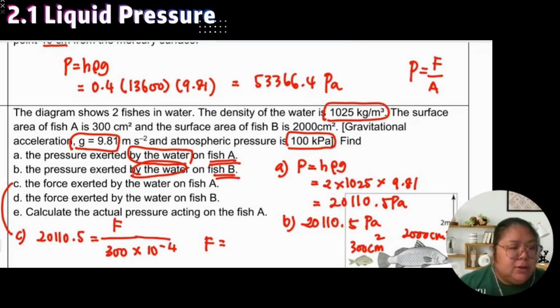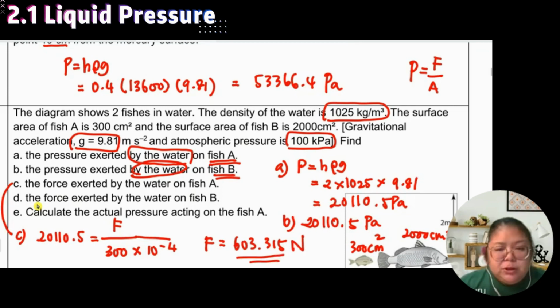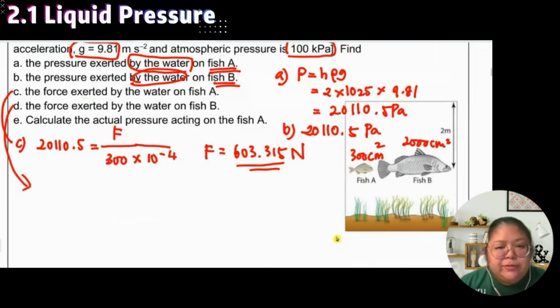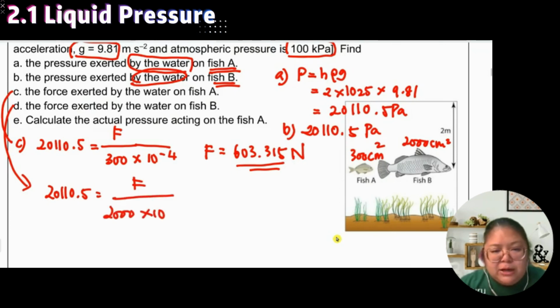Shermaine, what's the answer for the force? 603.315. No, not Pascal. This is a force, so it should be Newton. The question asks about the force. Now D, they want to find it for B. It's the same thing: 20110.5 equals F over the area, but now the area is 2000 times 10 to the power of -4.